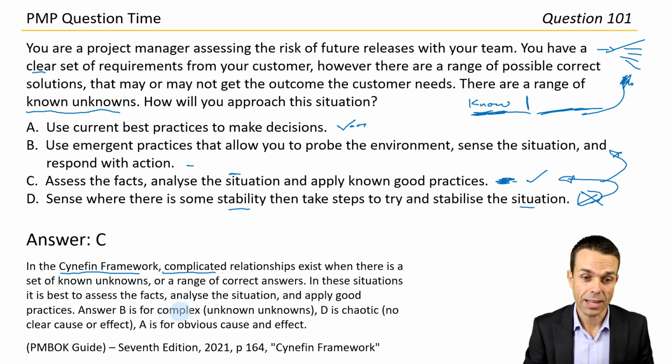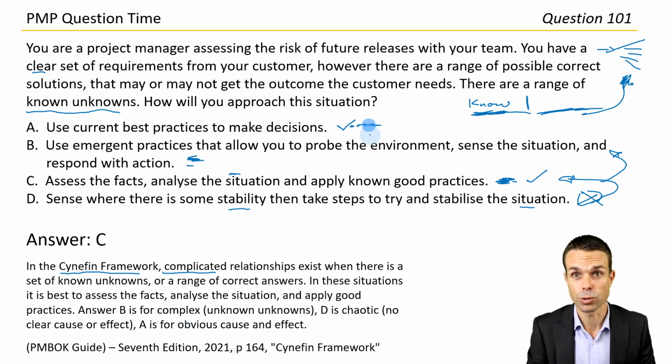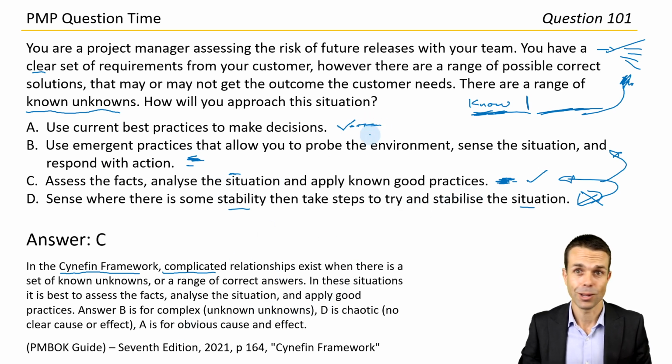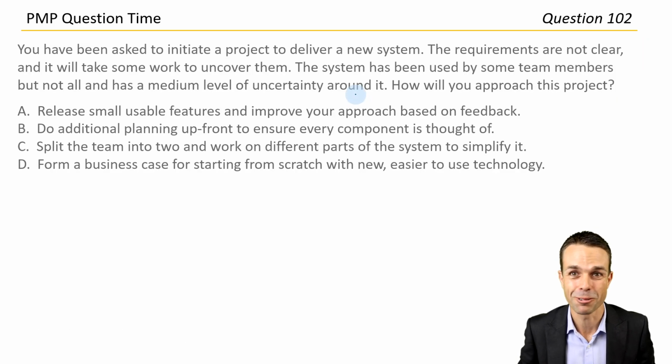Answer B is for complex, unknown unknowns. D is for chaotic, no clear cause or effect, so we need to bring it back in control. And A is where there is an obvious cause or effect. Okay, wow, that's a lot of information on the first question. Gosh, I feel like I got my money's worth already. How good is that? All right, I hope they're not all like this, but let's see what we've got next.